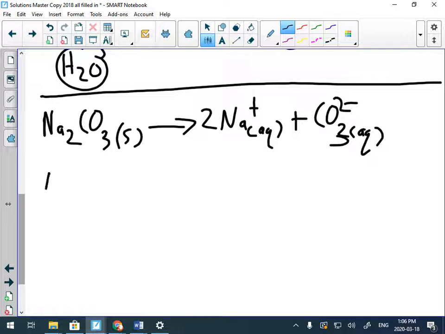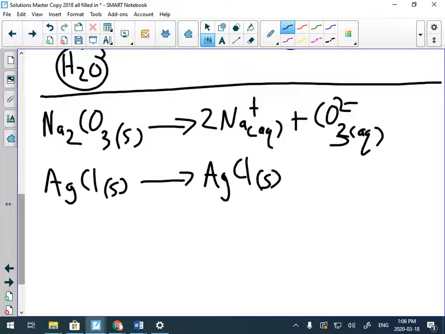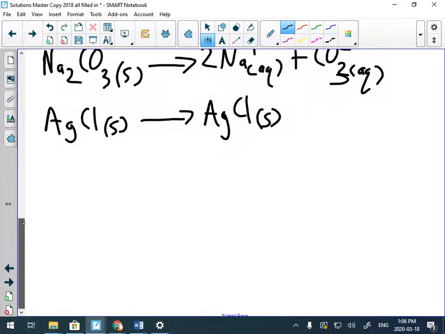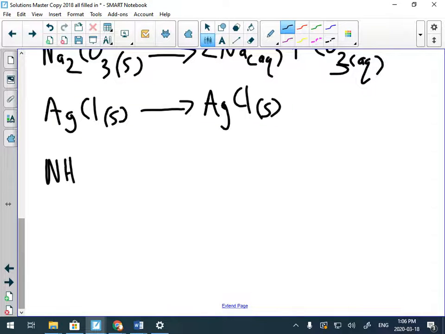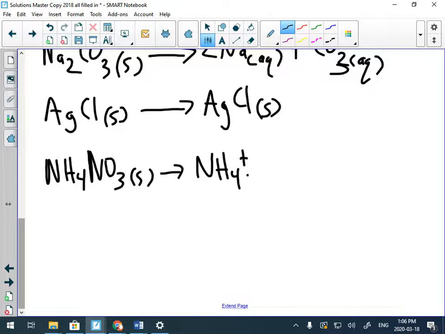If you have something that is not soluble, like silver chloride, it just stays silver chloride in water. If you had 2 polyatomics which are soluble, like sodium nitrate, they break up into 2 polyatomics. Crazy. Okay, perfect. That's the mini lesson on dissociation.